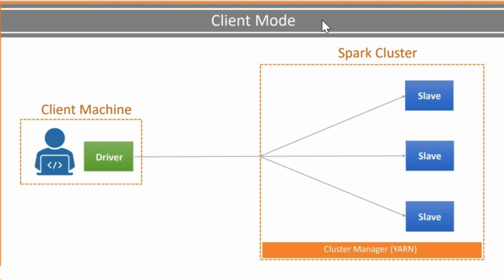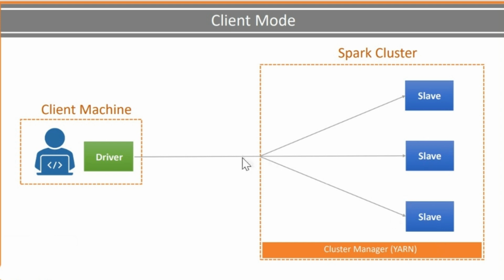So in this client mode, you can see this is the client machine, which consists of the driver, and this is the cluster manager, which consists of executors. Executors are nothing but slaves here. Earlier we have already discussed the client-server architecture, the master-slave architecture.